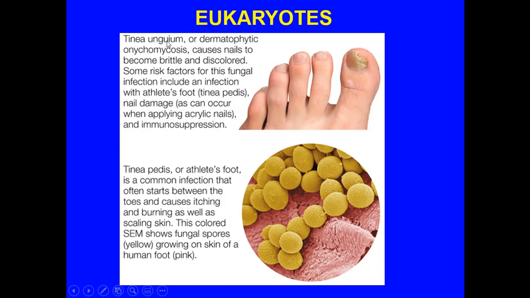Here's an example of tinea unguium, or dermatophytic onychomycosis. This is causing the discoloration of the nails. They become brittle and discolored. And this is a little bit different than, let's say, athlete's foot. Usually you see this a lot when you have individuals with nail damage, with immunosuppression, or they've been applying acrylic nails. They have to have that removed. And this is what you would see here.